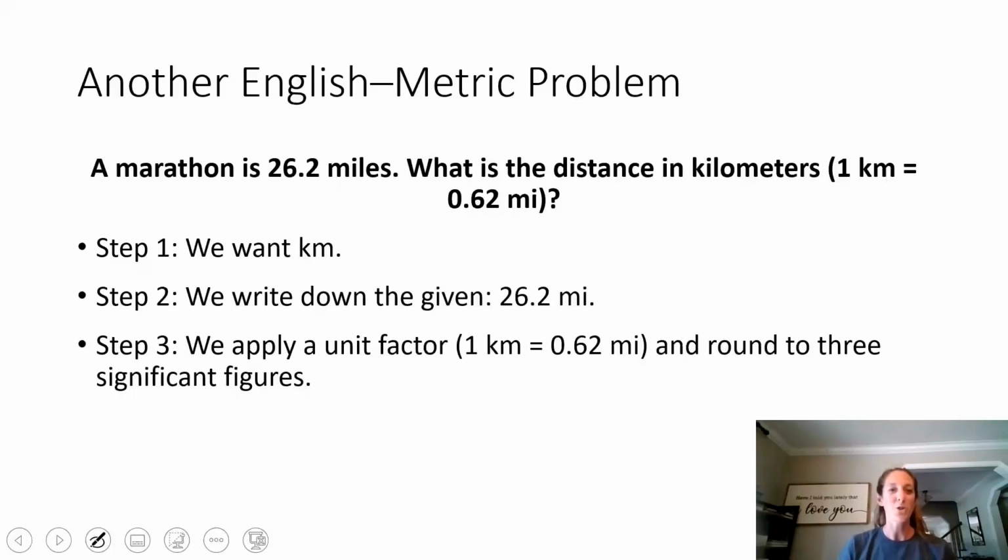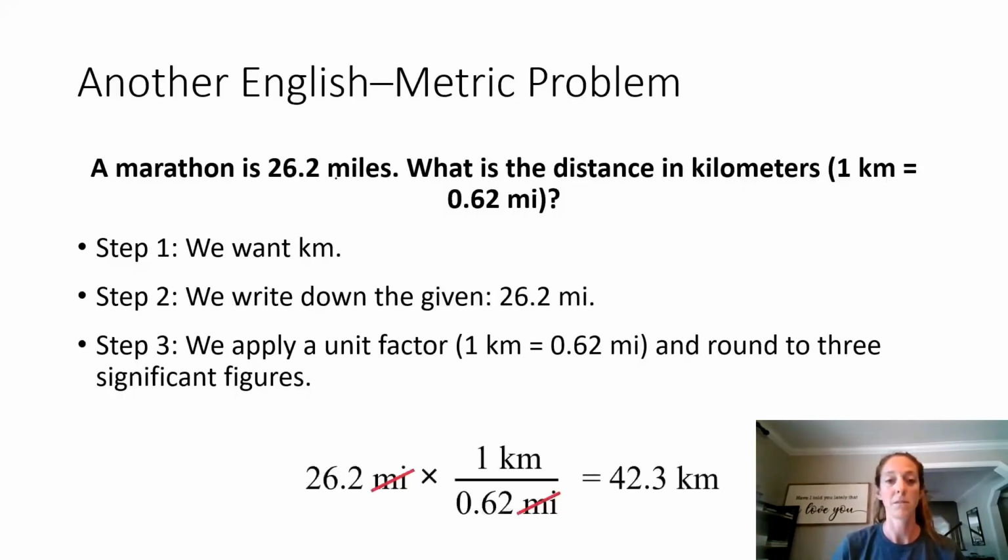Okay, next one I want you to try. A marathon is 26.2 miles. I've run 2 marathons. I don't need to do any more. So knowing that 1 kilometer is 0.62 miles, I want you to set this problem up and figure out how many kilometers that is. Does your conversion factor look the same as mine? Hopefully you got 42.3 kilometers.